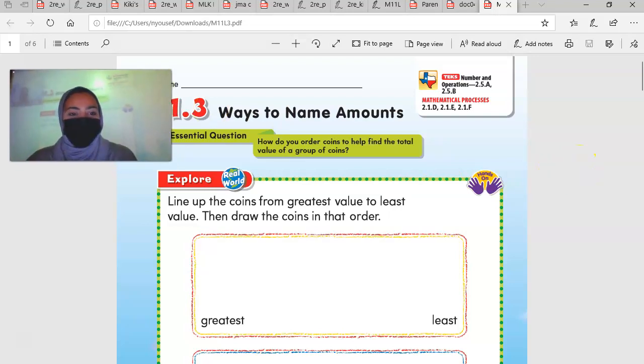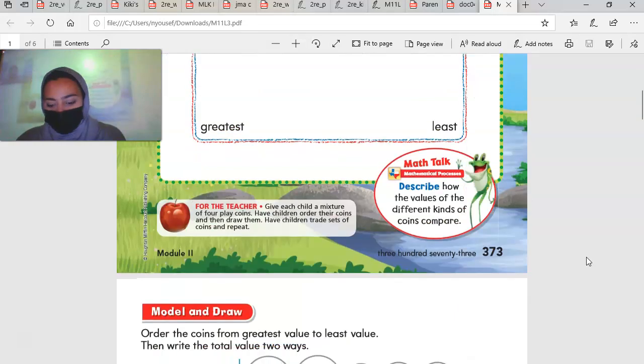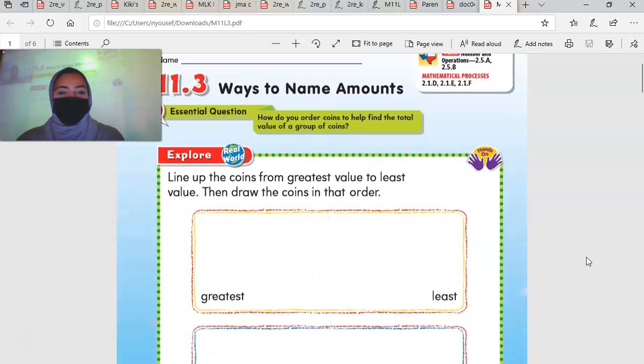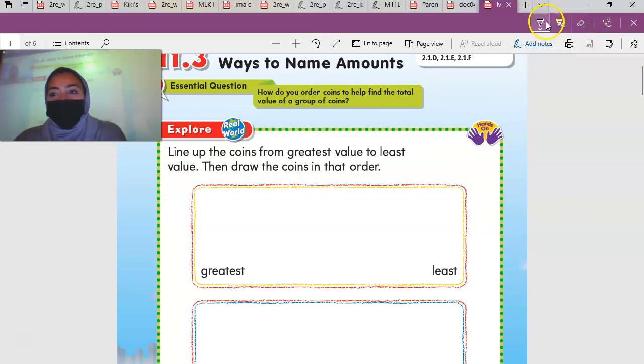Okay, so our Go Math lesson, section 11.3, ways to name amounts. We are on page 373. All right, how do you order coins to help find the total value of coins? Oh, you guys should know that. How do we order coins to know the total value?